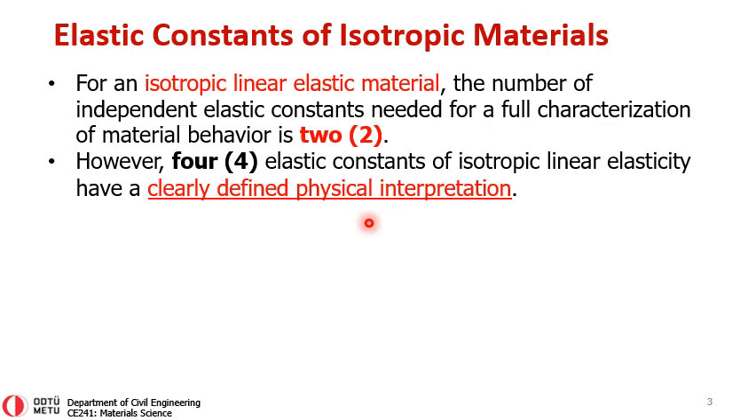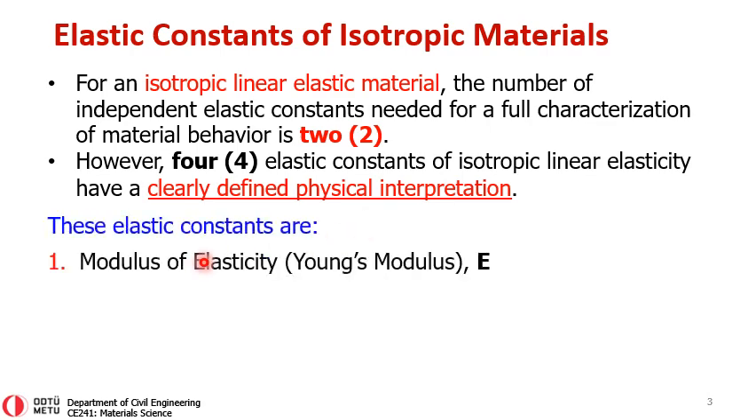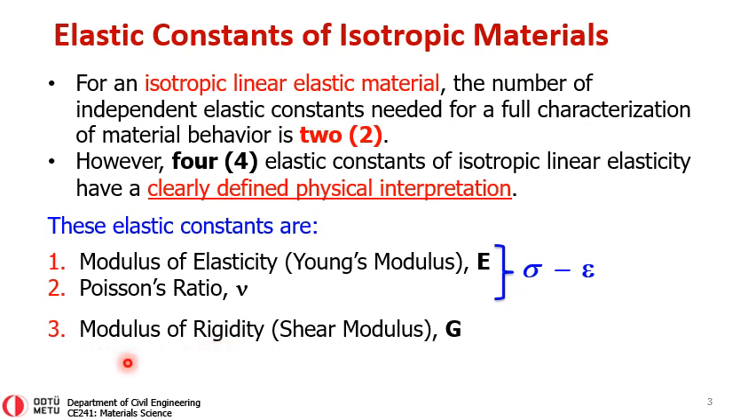In fact, we have already seen several of them, like modulus of elasticity, or Young's modulus. We have seen Poisson's ratio, which is shown as nu. And we have seen that both E and nu are related to normal stress and normal strain, I should correct. Then we have seen modulus of rigidity, or shear modulus, that is represented as G. And we have seen G is found from the relations between tau and gamma, so shear stress and shear strain. And these are the 3 elastic constants we have seen earlier.